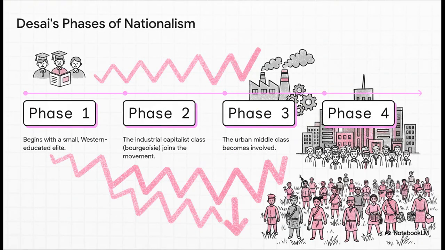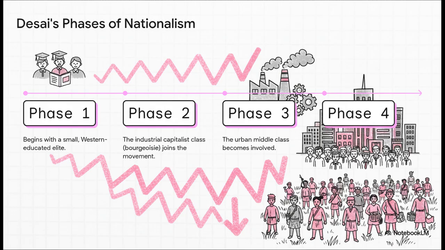And this slide illustrates Desai's model perfectly. He didn't see nationalism as this big bang. For him, it grew in very distinct phases. It didn't start with the masses in the villages. No way. It began with a tiny Western-educated elite. Then it spread to the new industrialists, then to the urban middle class.